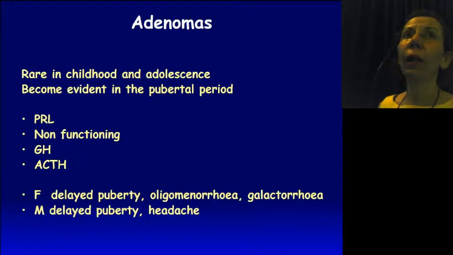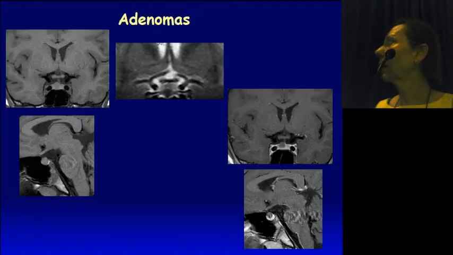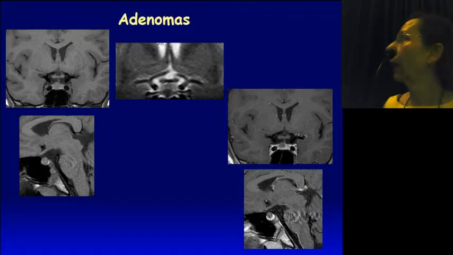Of course, around puberty, you may see adenomas, and these are similar in terms of secretory activity to those in adult patients, like prolactin producing, non-functioning, usually the macroadenomas, growth hormone producing, and ACTH producing. And the imaging findings are similar to those in adult cases.